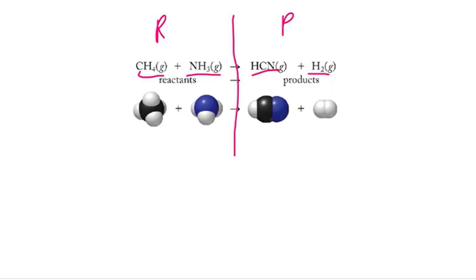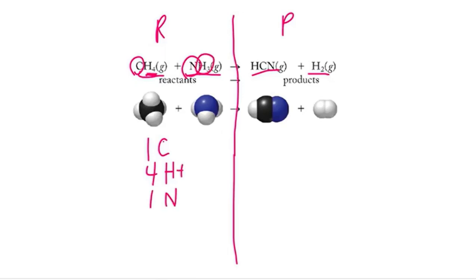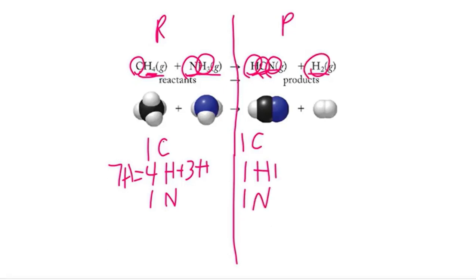Okay, so I like to make a list of what I have. So I have one carbon, I have four H's, I have one nitrogen, and I have three H's. So I'm going to add that together. So I have a total of 7 hydrogen. On my right side, I have one H plus one carbon plus one nitrogen plus 2 H's. So we have 3 H's.